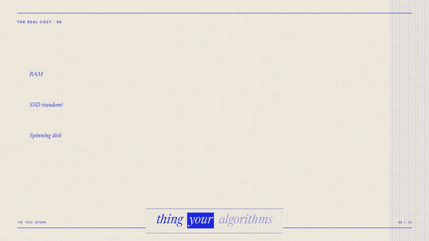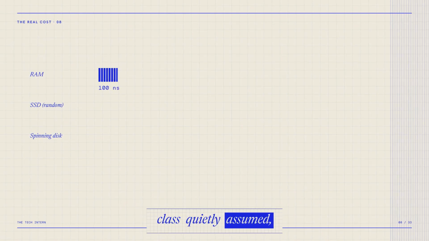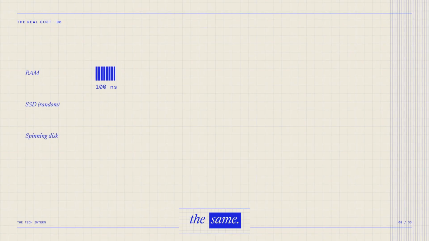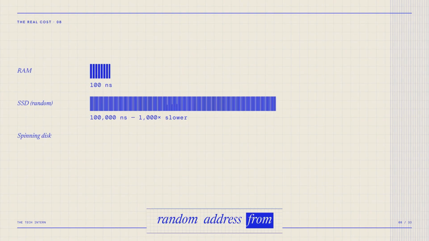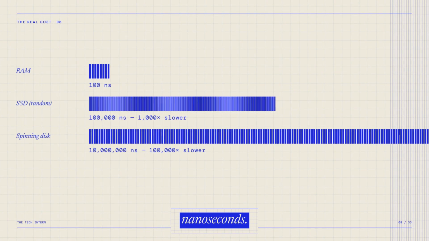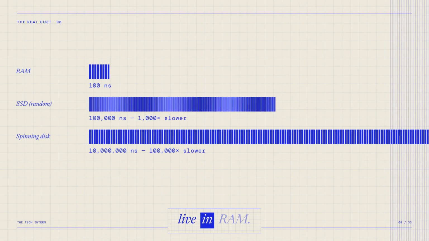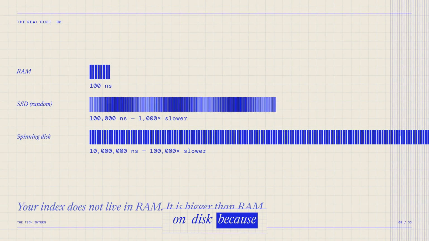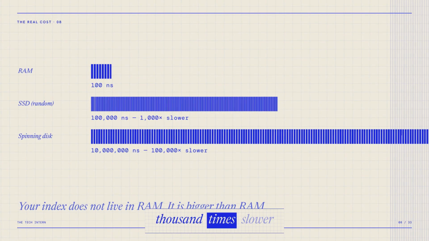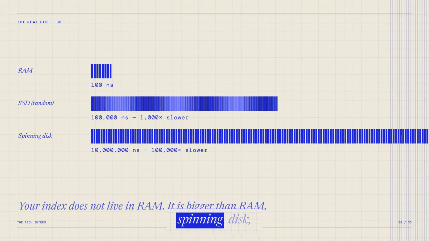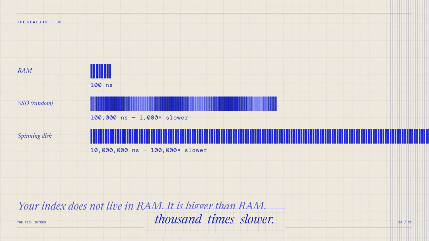Here's the thing your algorithms class quietly assumed, that every node access costs the same. In memory, roughly true. Reading a random address from RAM takes about 100 nanoseconds. Your index does not live in RAM. It lives on disk because it's bigger than RAM. And a random read from an SSD is about 1,000 times slower than RAM. From a spinning disk, 100,000 times slower.